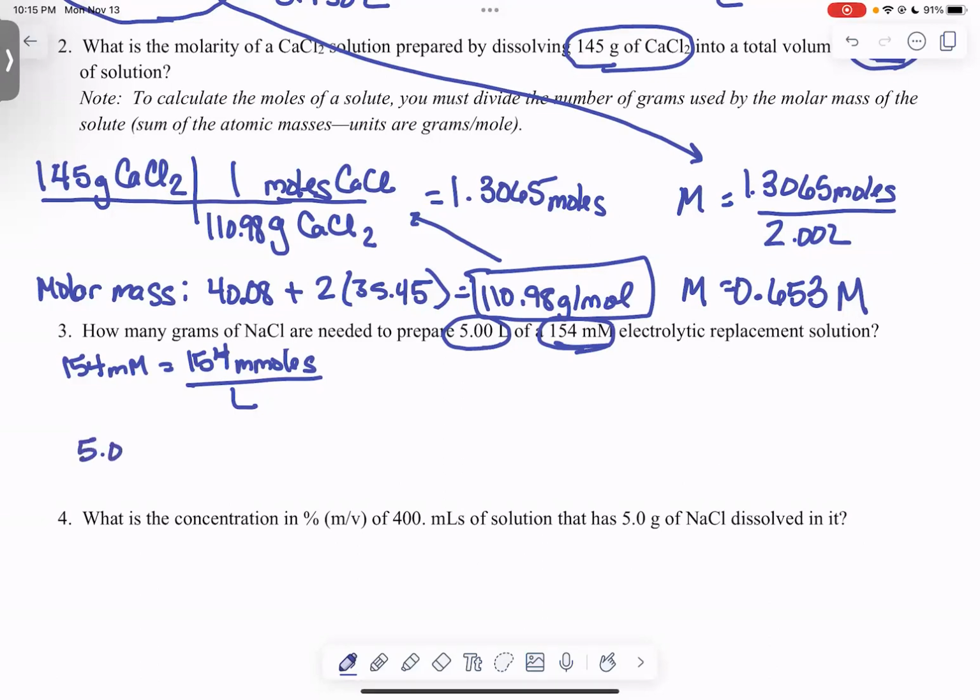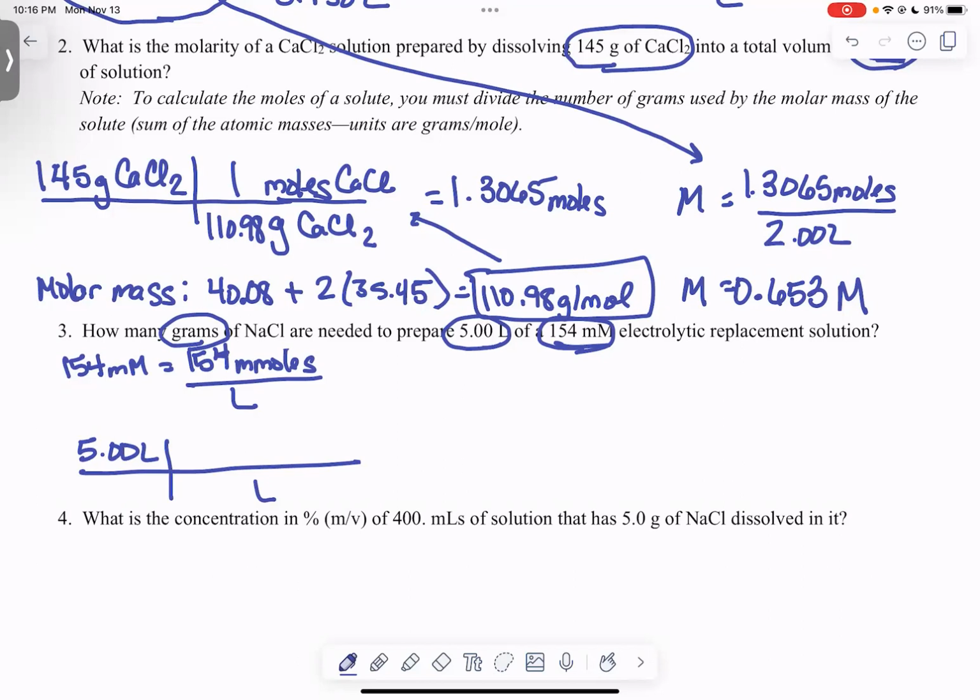I'm going to start out with 5 liters because I want to get to a goal unit of grams, and that's going to be in the numerator. And so 5 liters only has 1 unit, and it's in the numerator. So that's kind of how I decide what to do. Okay, so I have 5 liters. I need my liters to cancel out, so I'm going to have liters on the bottom.